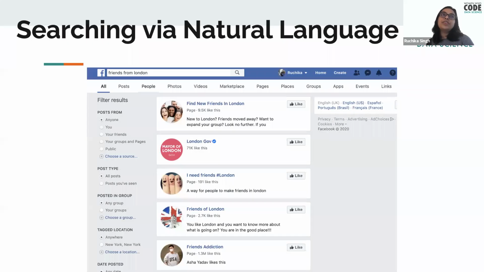One interesting example is natural language search. Instead of always putting in filters, you can just search for phrases like friends from London or friends interested in NLP. That's a very common thing, and I think that was a specific product built to do that on Facebook.